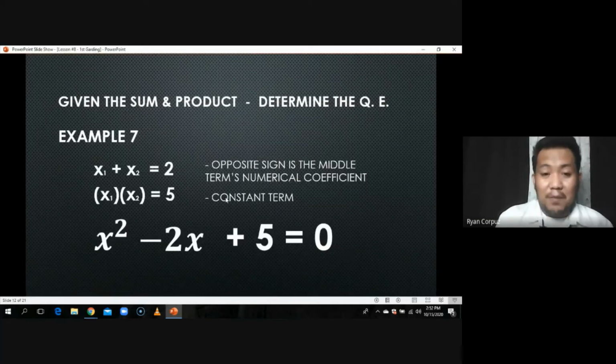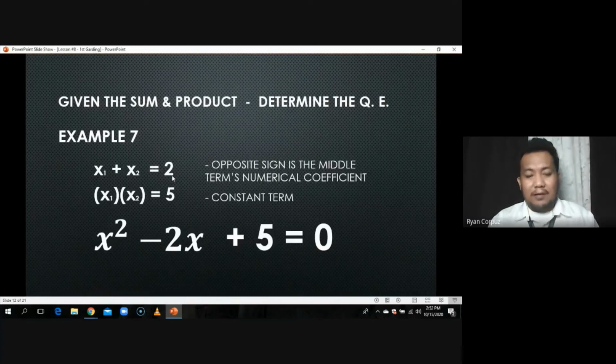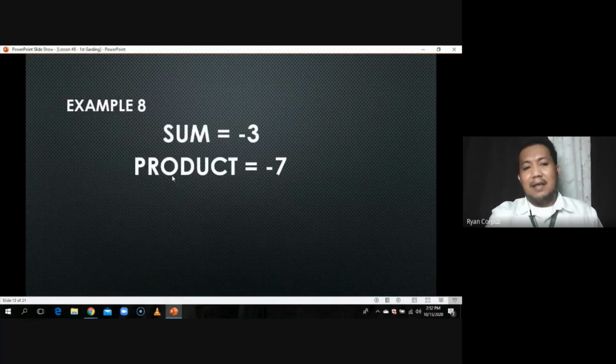The 2 and 5 we are talking about are here. The sum is in the middle, the product is in the constant term. But when we are talking about the sum, it should be the opposite sign of the given sum of the roots. So hopefully that was understood. But if not, let's try another example.